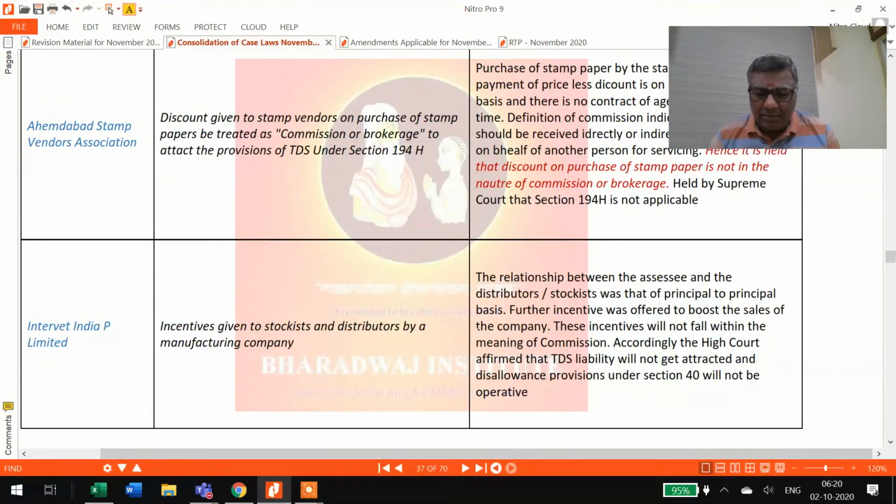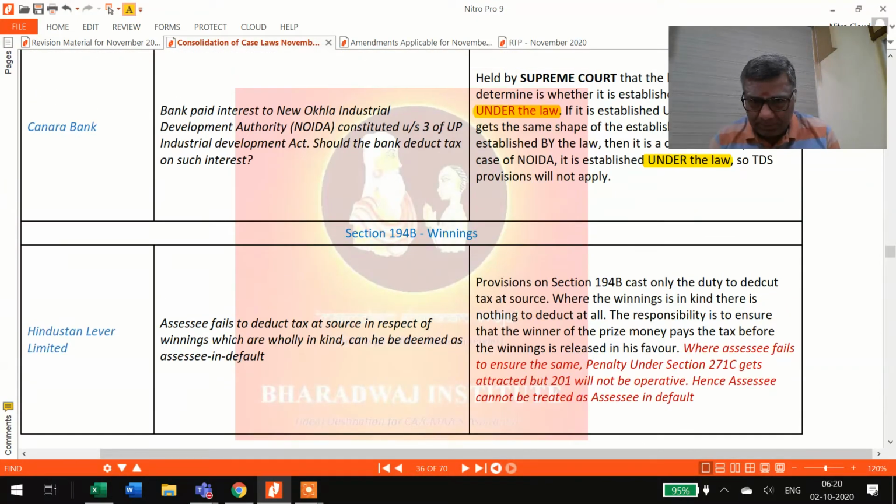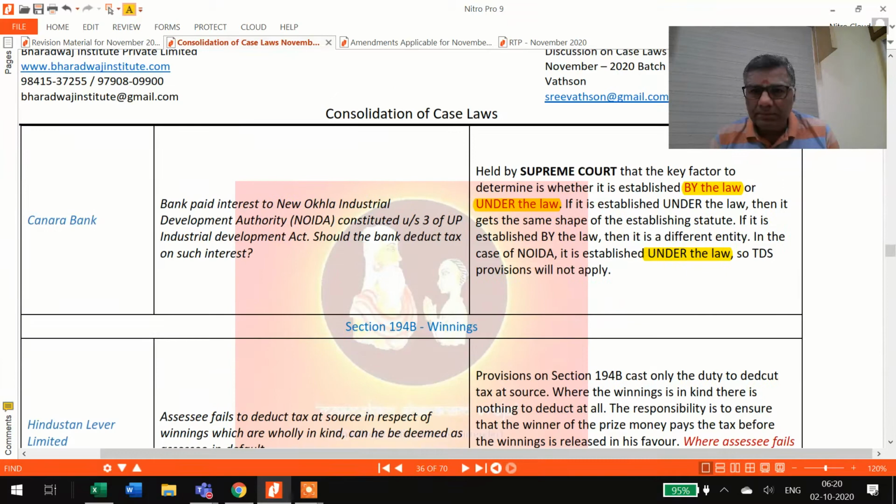Sir, is it because it is established by the law that it will not apply? Under the law, it would apply, right?